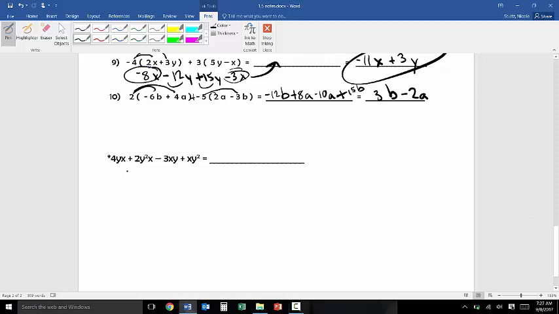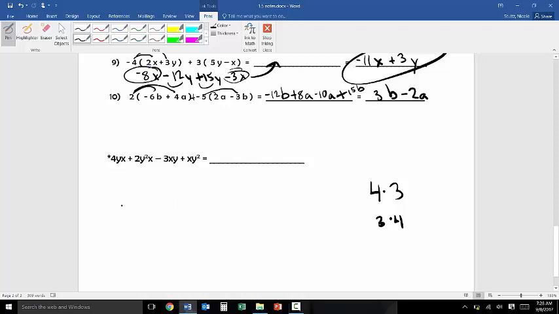Alright, so the last problem is one that I wanted to draw your attention to. A lot of kids mess this up. You have to remember from that commutative property, whether you do 4 times 3 or 3 times 4, you still get the same answer. It's 12. So when you're multiplying, the order does not matter.